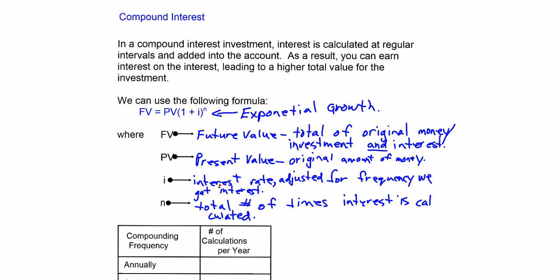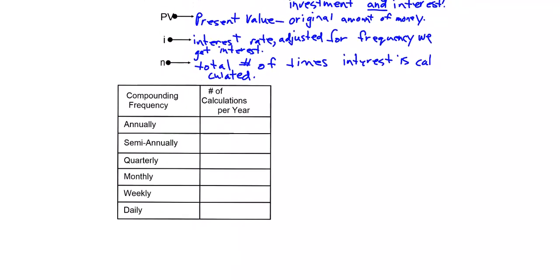When we're talking about the interest rate, that's the interest rate adjusted for said interest. Now, n is the number of times the interest is calculated. So let's go over some basics. When we're dealing with compounding frequency, we have to understand how we're either going to divide or multiply in order to figure out what the compounding rate is and what the number of compounding is.